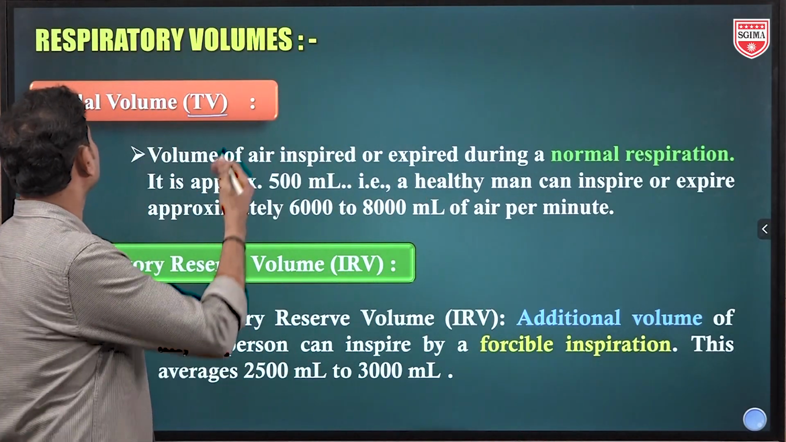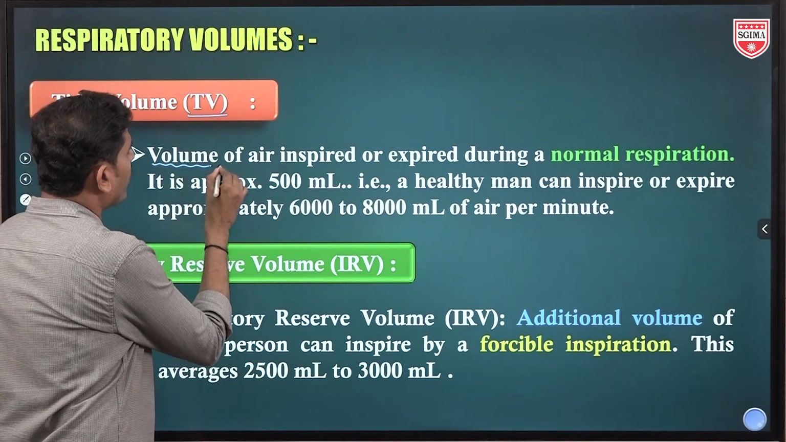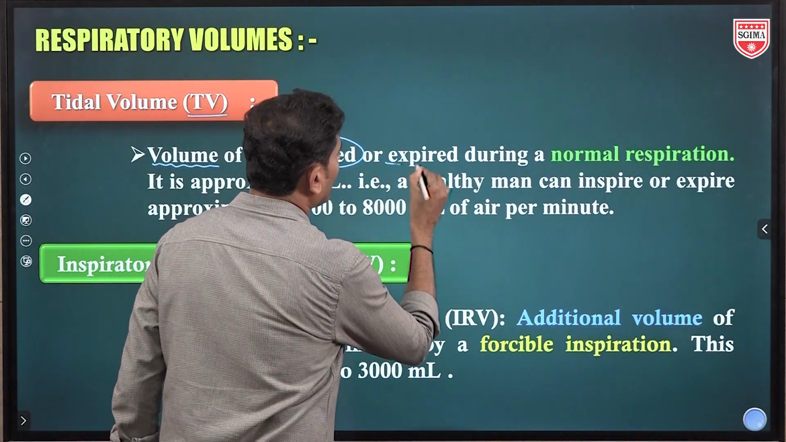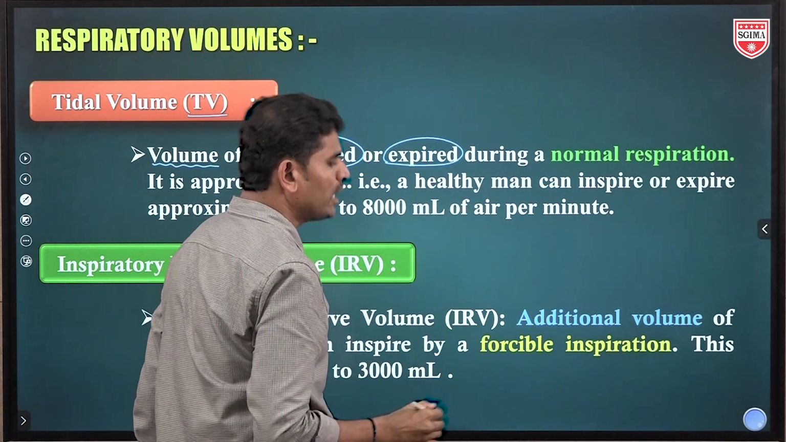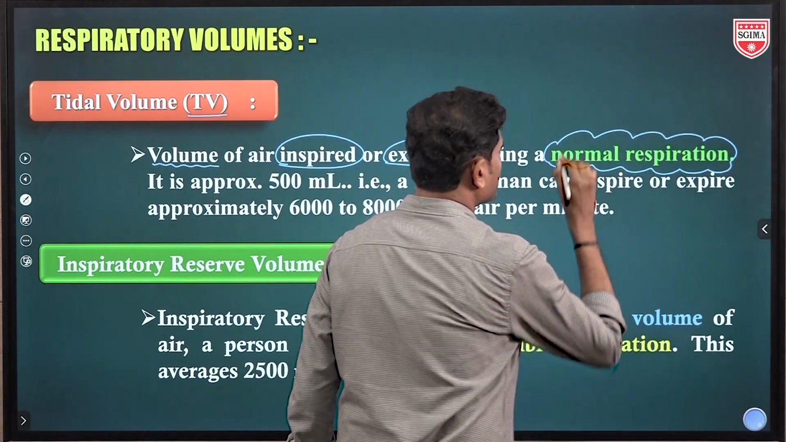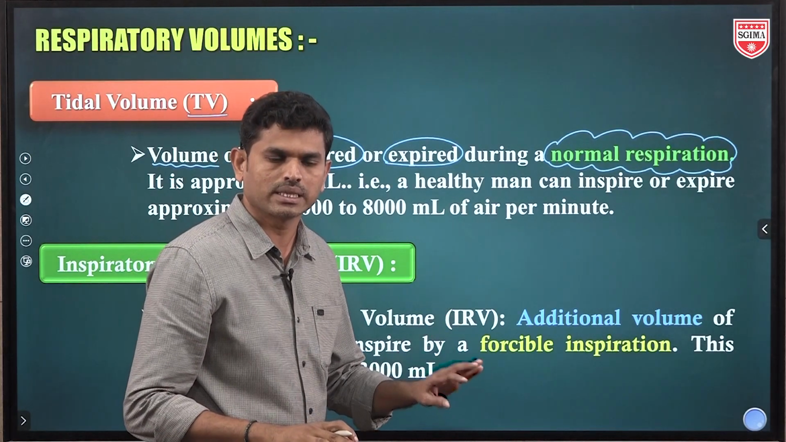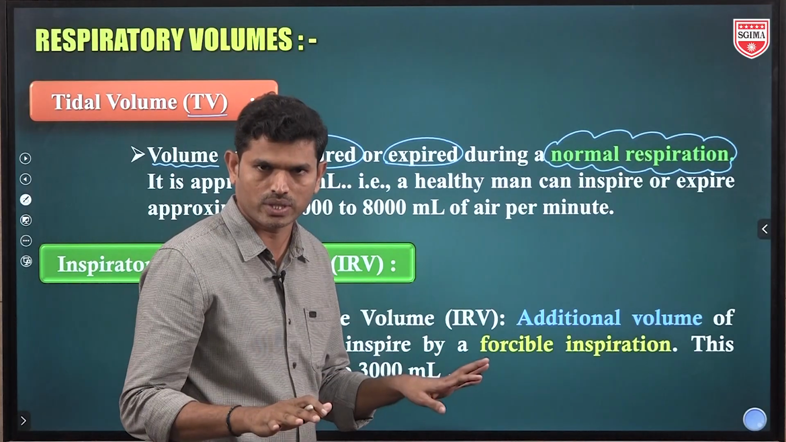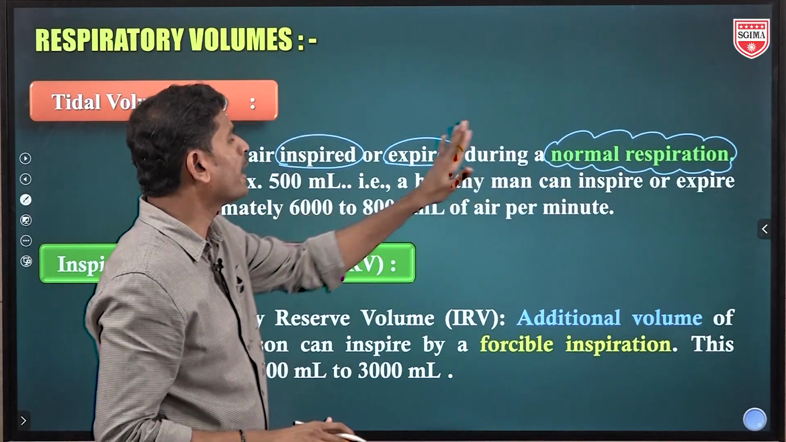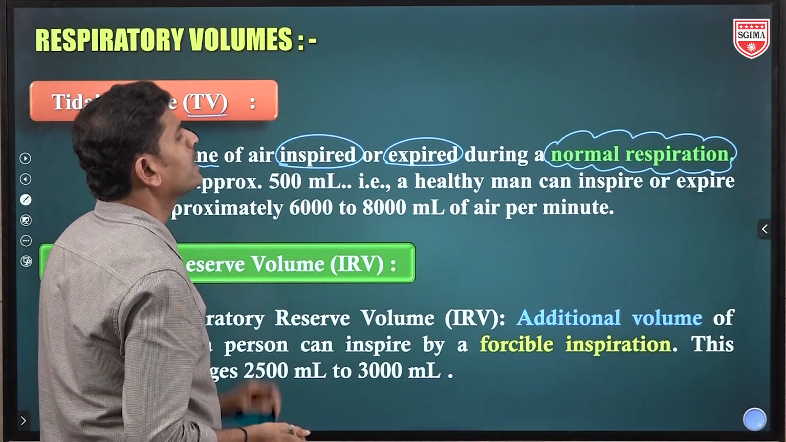Then what is the definition for tidal volume? This is the volume of air inspired or expired during a normal respiration. This is very important. Normal respiration means the organism is under resting condition. There is no stress, there is no fear, there is no panic condition. Under this resting or normal condition, the organism either inspires or expires. That volume is known as tidal volume.